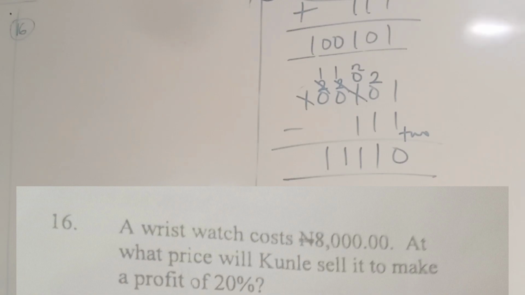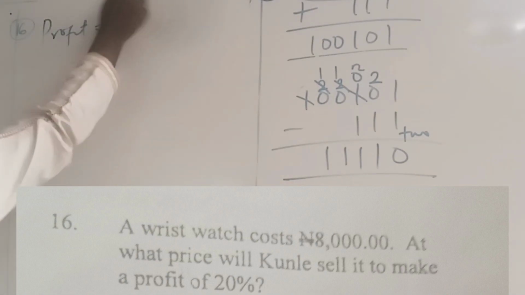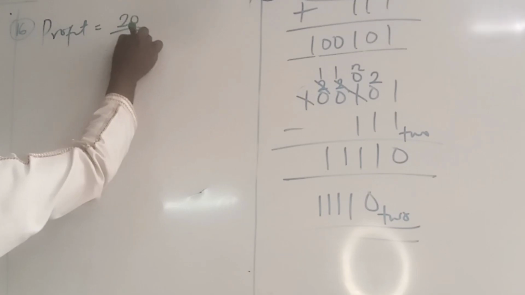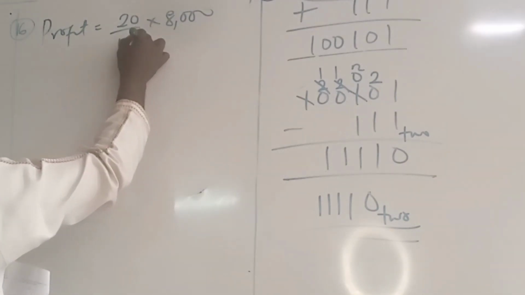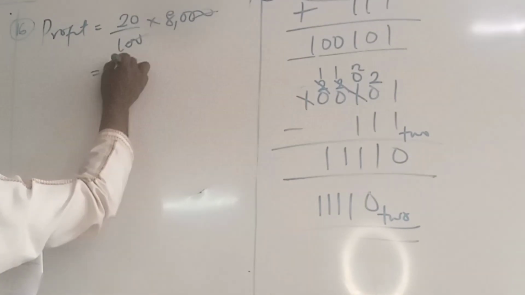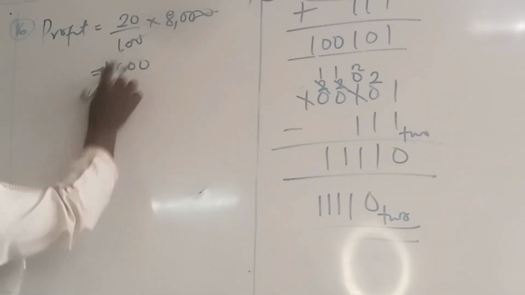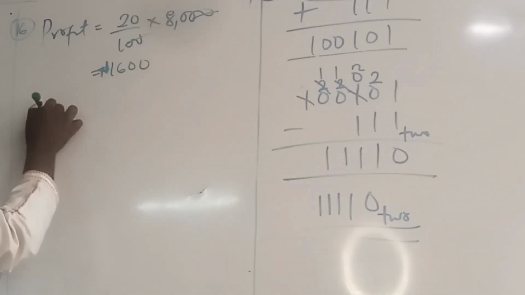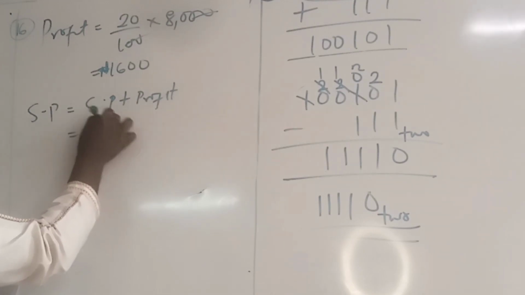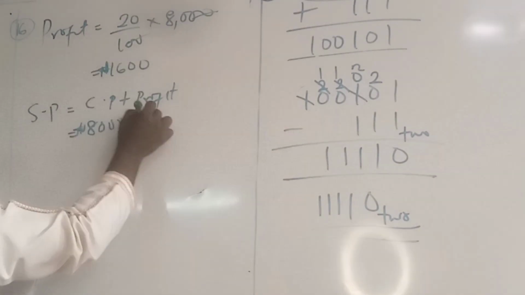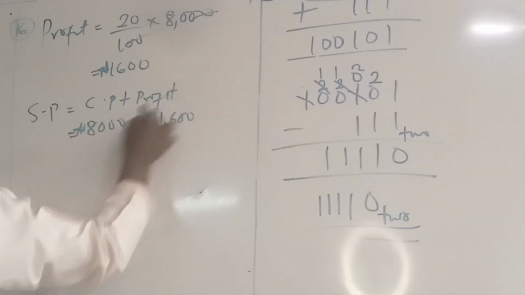Cost 8,000 naira. At what price will Kule sell it to make a profit of 20%? So profit will be 20% of the cost price, which is what? 8,000 naira. 0 cancel what? 0. So this is 1,600, right? Yes. So this is the profit. So the selling price will then be cost price plus profit. So that gives 8,000 naira plus 1,600 naira. That gives what?